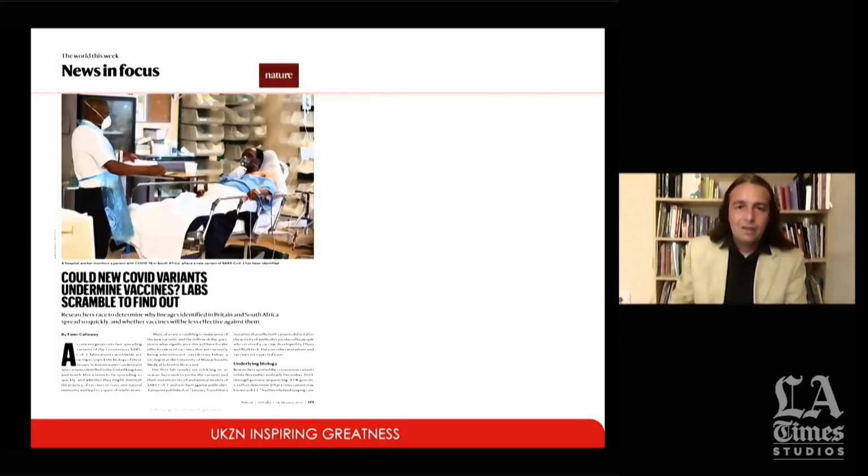So today, as I speak to you, just came out, we have been featured in one of the main scientific magazines, Nature, about how labs, and especially our labs, have been scrambling, working really hard to identify these variants and also to understand how they arise and what the effect is. And that is a picture of a patient in a South African hospital.